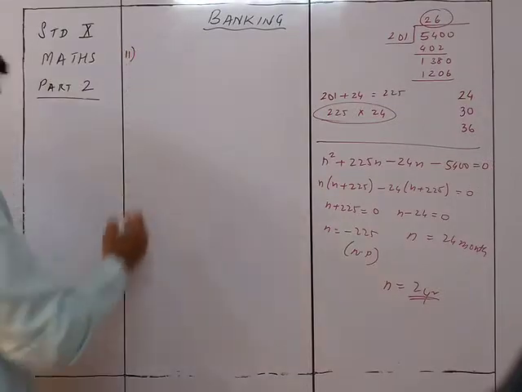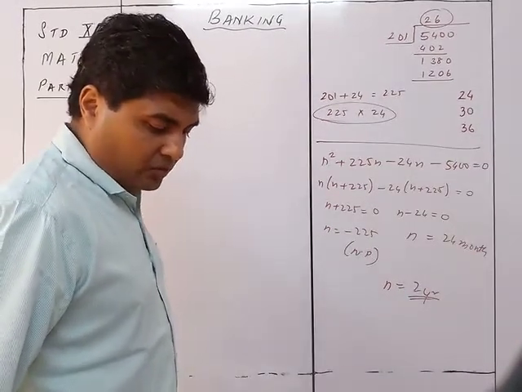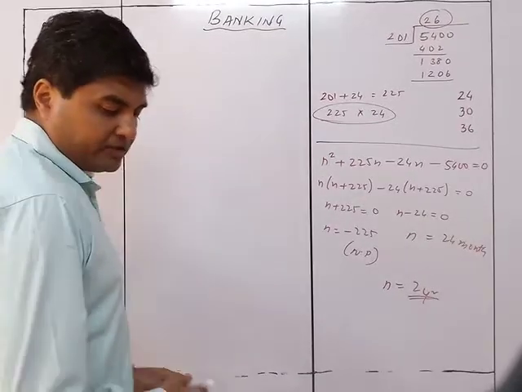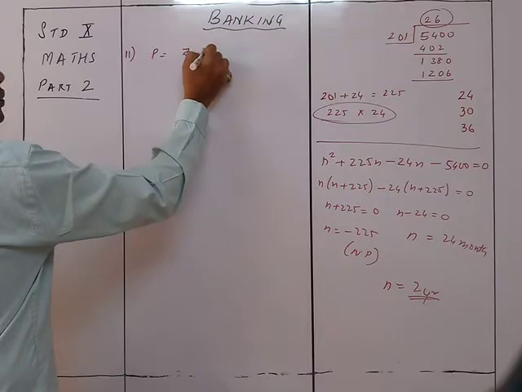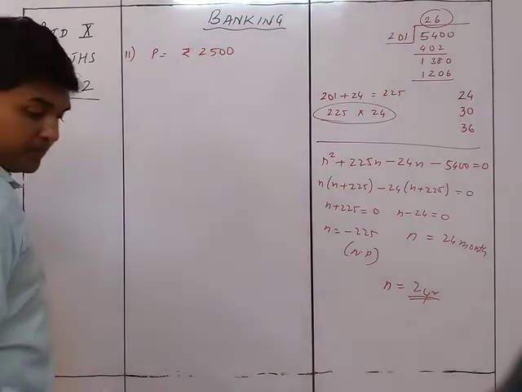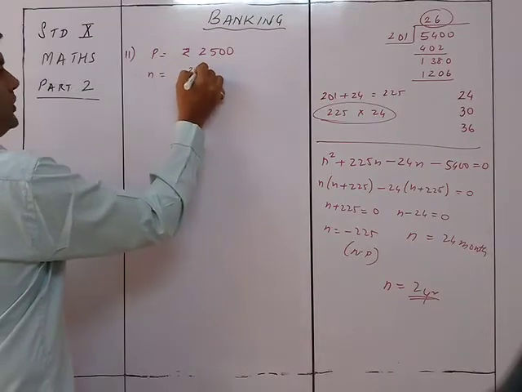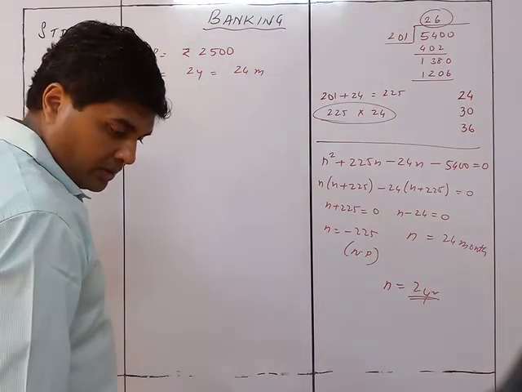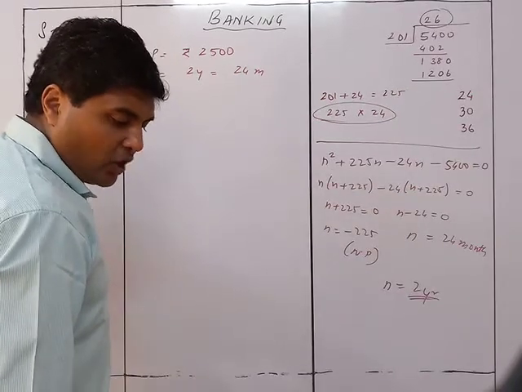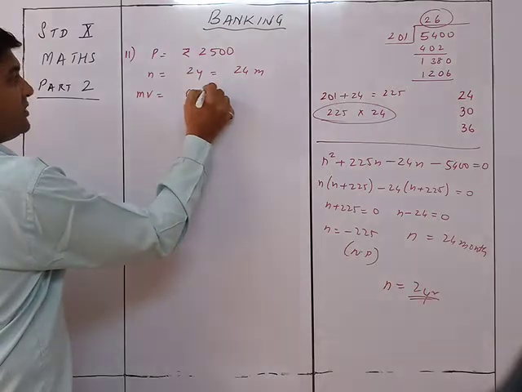Sum number 11. Mr. Gupta opened a recurring deposit account in the bank. He deposited rupees 2,500, so principal is equal to rupees 2500 per month, for 2 years. So n is equal to 2 years, which is 24 months. At the time of maturity, he got rupees, so maturity value is equal to 67,500.